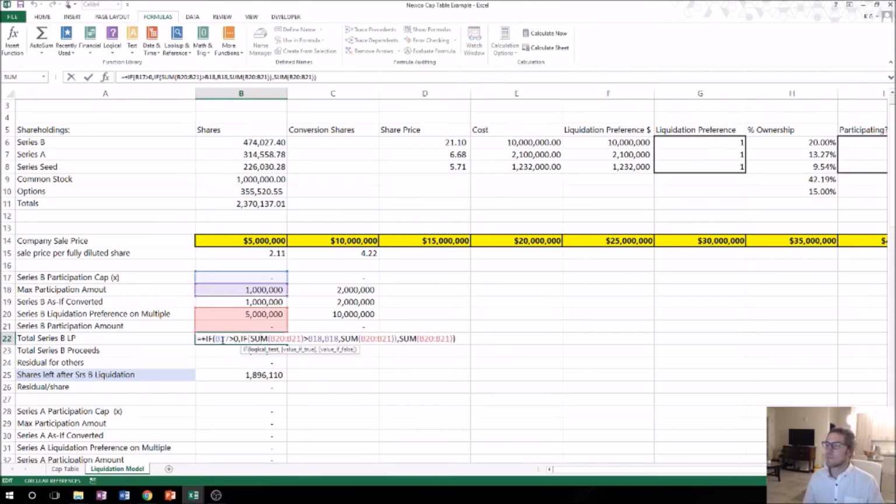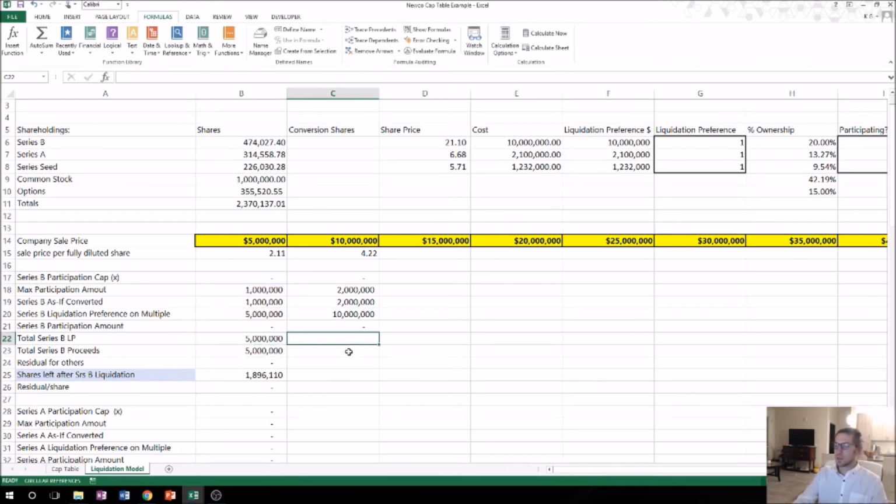So what it says is if B17, so if the cap is greater than 0, so basically, is there a cap on it? If so, then if the sum of these two is greater than the max participation amount, then just make it the max participation amount. Otherwise, sum these two. That is essentially what's going on here.